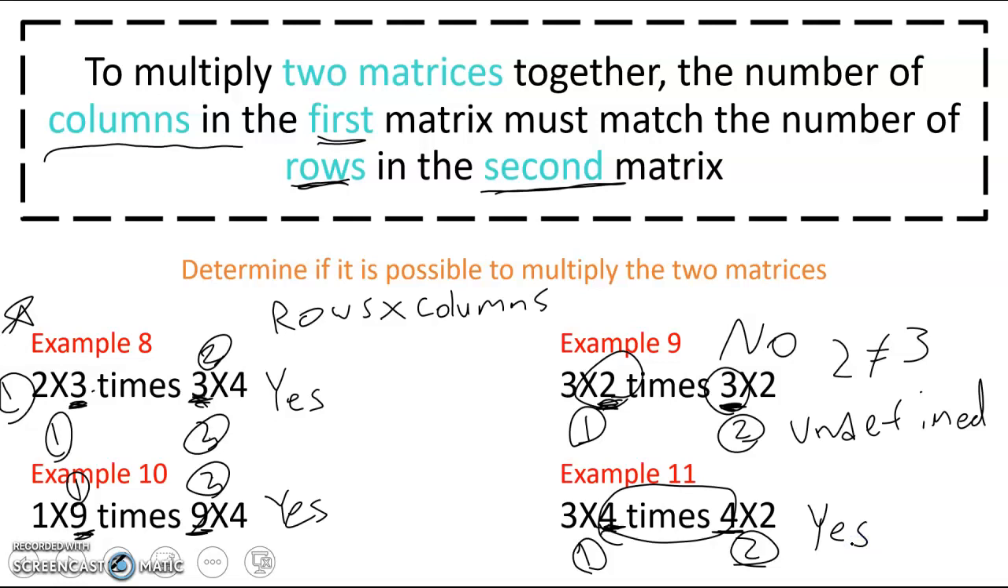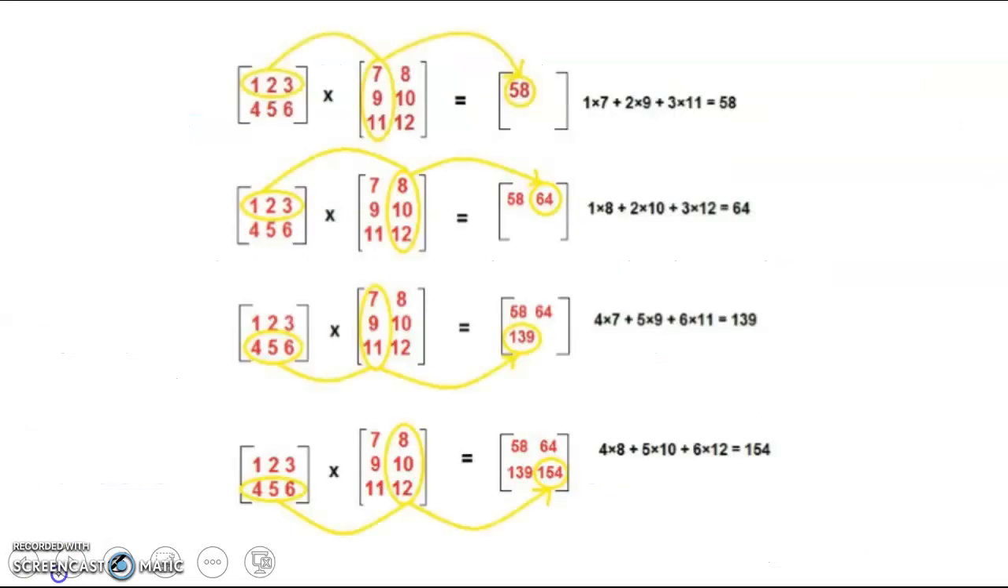So again, first step here, you need to determine whether or not you can even multiply these, all right? If you get one like example 9 where you just can't, you just say can't multiply because the number of columns in the first one doesn't match the number of rows in the second one, and you move on, okay? That's all you have to do for that, all right?